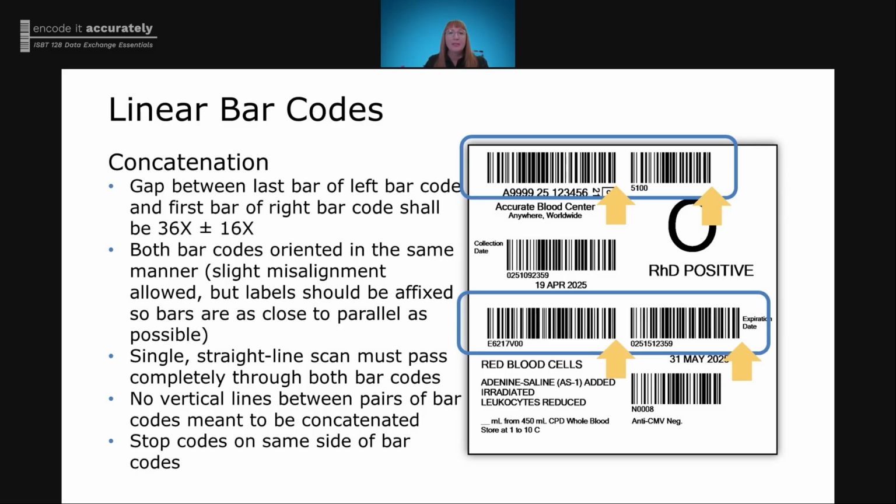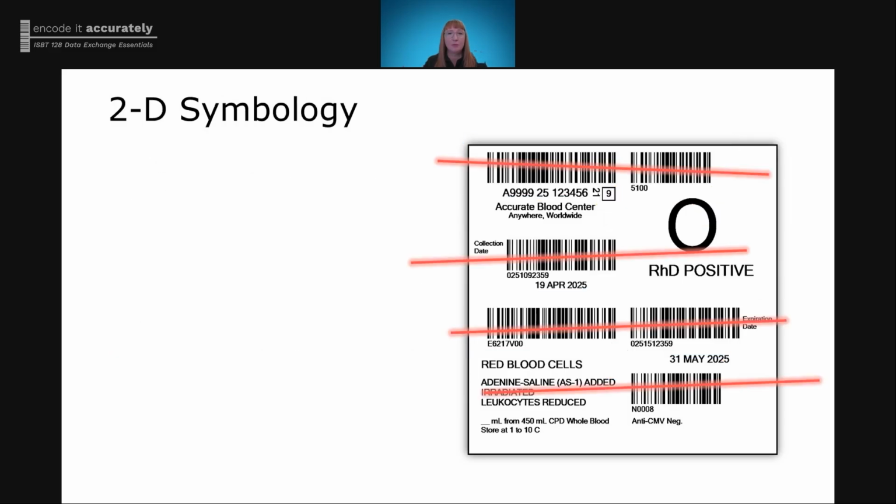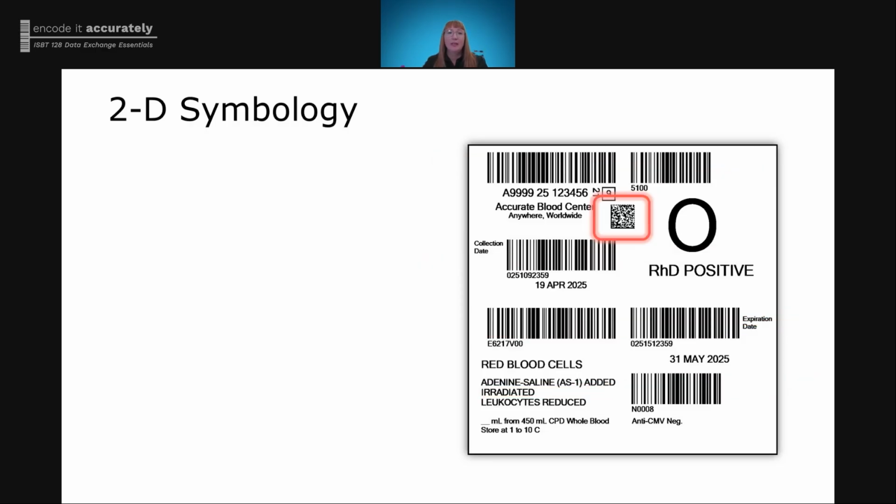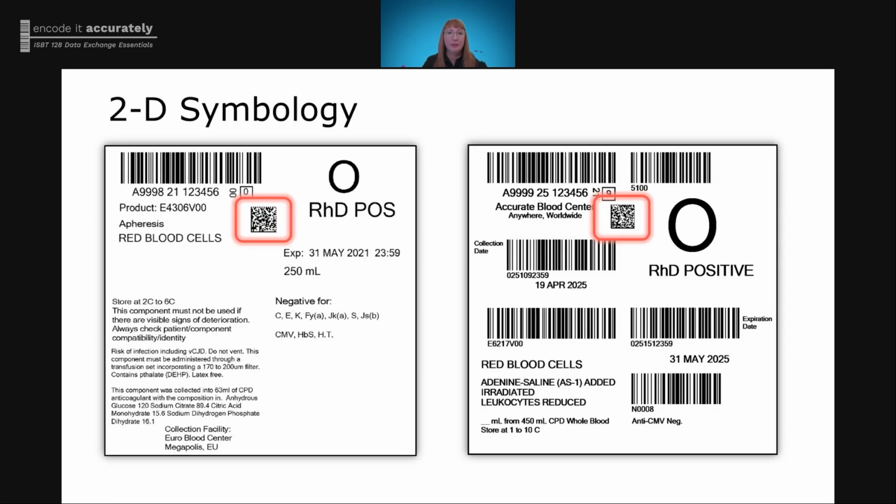Okay, so we've reduced the number of scans with concatenation down from 6 to 4. But what if we reduced it all the way down to 1 scan? And that's what we can do with 2D symbology. This is a transitional label. It's got both linear barcodes and the 2D symbol. This can be used before we get to implementing this label, which is the 2D barcode only label.